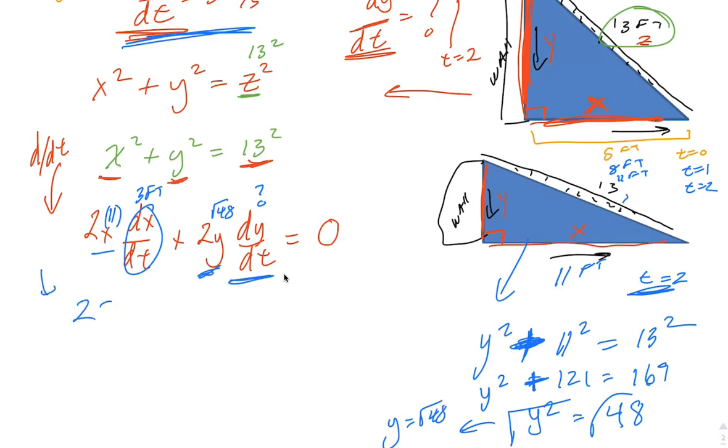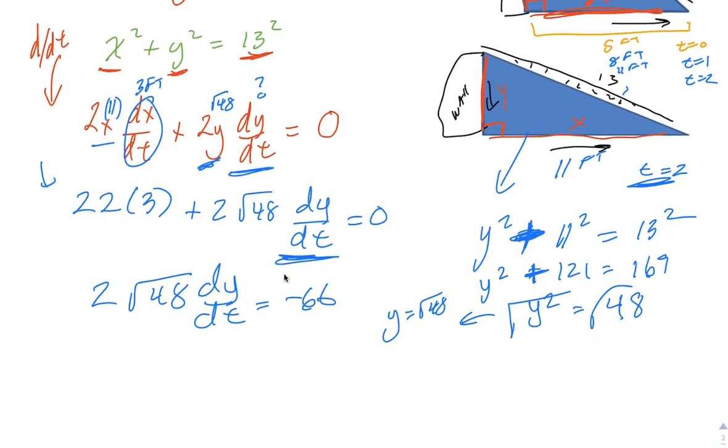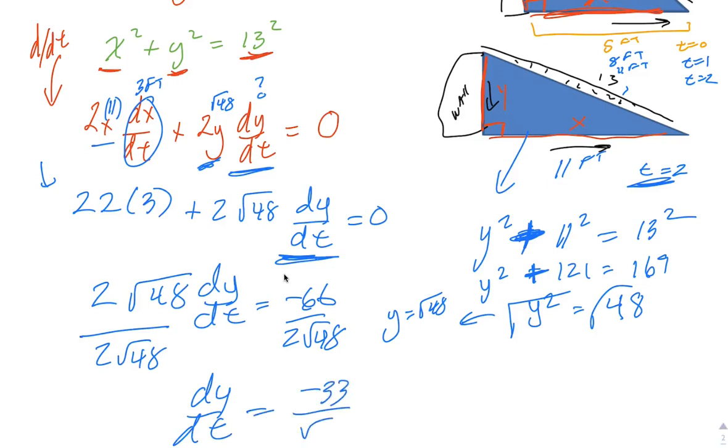So I'm going to write it a little nicer. I'm going to get 2 times 11 times 3, plus 2 times radical 48 times dy/dt, equals 0. And all I've got to do is solve for dy/dt. So move this over. I'm going to get 2 radical 48 dy/dt equals negative 66. Divide by 2 radical 48, and I get dy/dt equals negative 33 over radical 48. I'm just going to leave it like that.